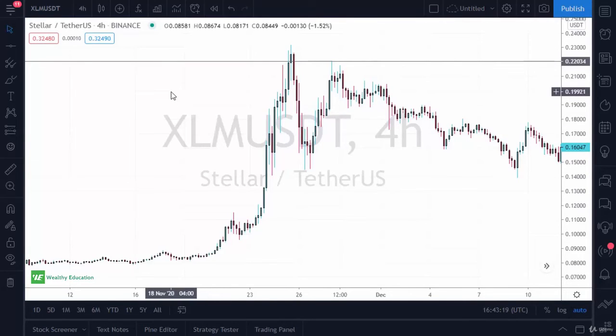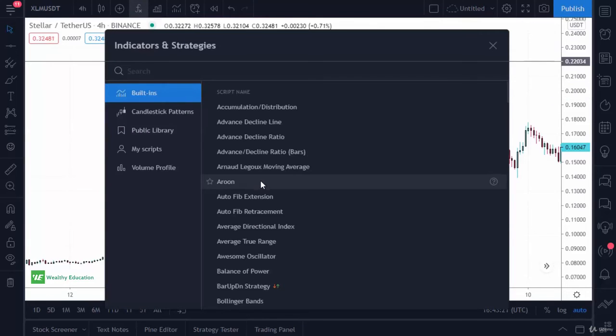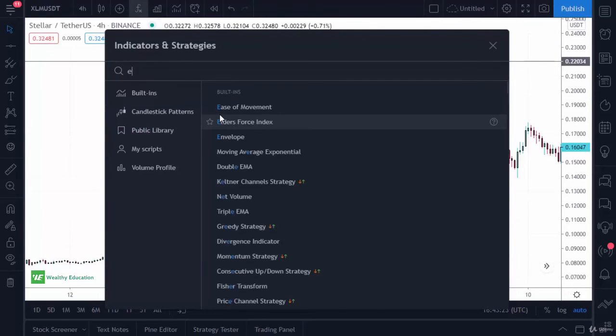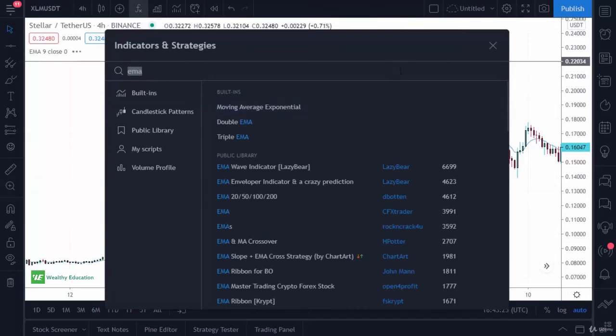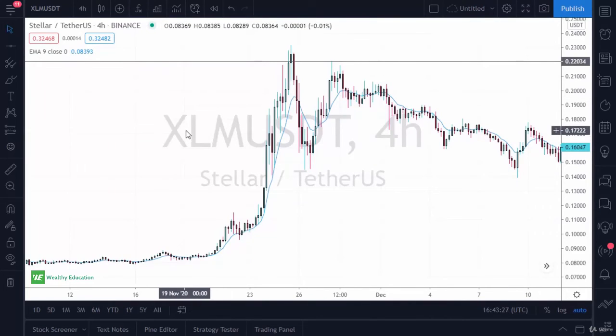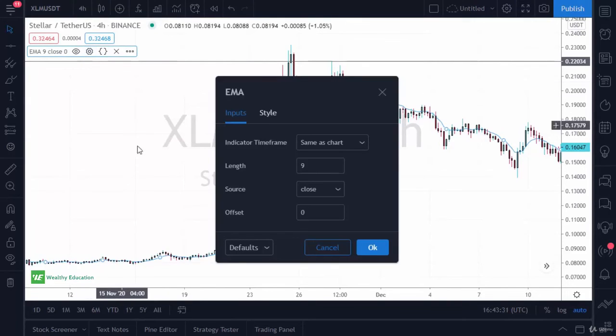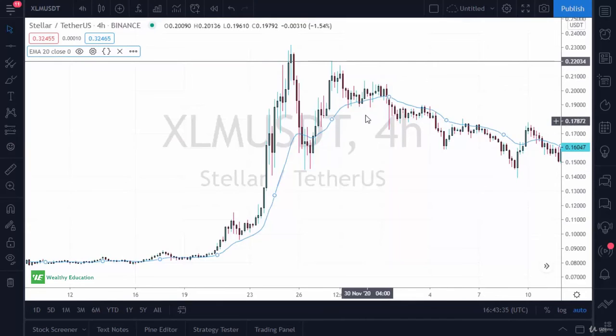And then finally, you can just throw a moving average. So we'll put an EMA up. And this is a 4-hour chart. So you could do 9. You could also do 20. You can see that not only did we find support here, but as we started to drift lower, it suggests that we are possibly overdone.